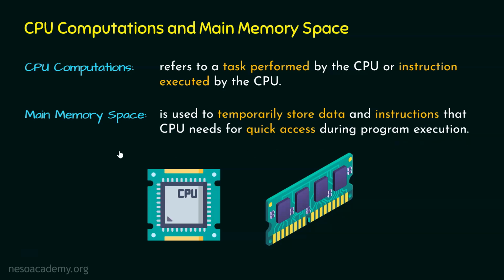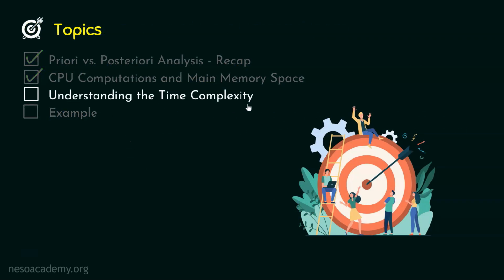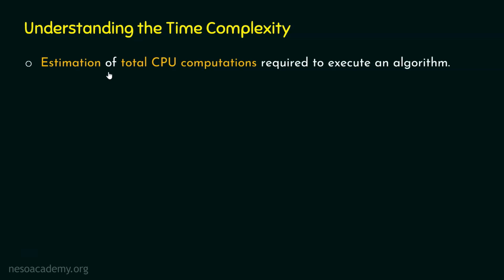Now, as we have understood the meaning of CPU computations and main memory space, we are in a state to understand time complexity. So, what is time complexity? Time complexity refers to the estimation of total CPU computations required to execute an algorithm. We just understood the meaning of CPU computations.